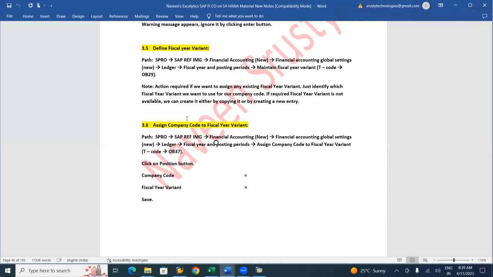Maintain fiscal year variant. Transaction code OB29. Write down a note: fiscal years are of two types.